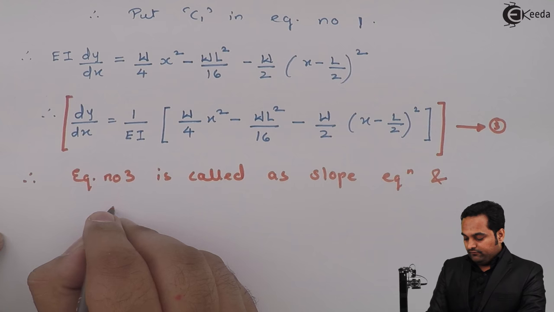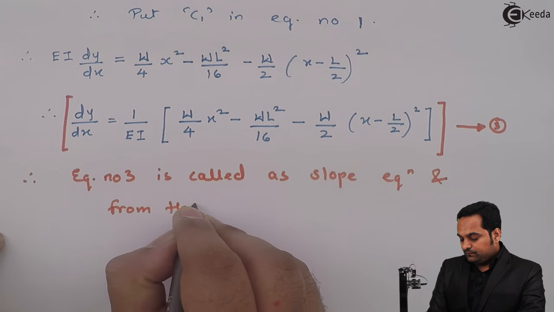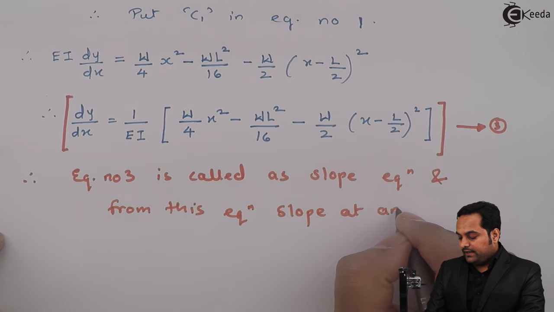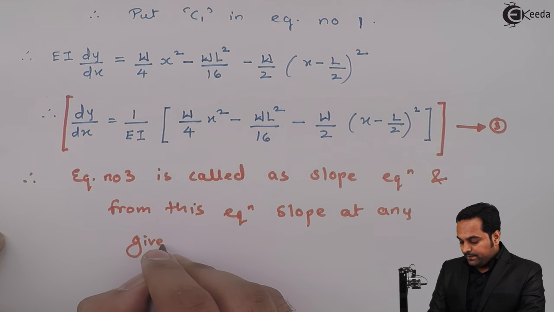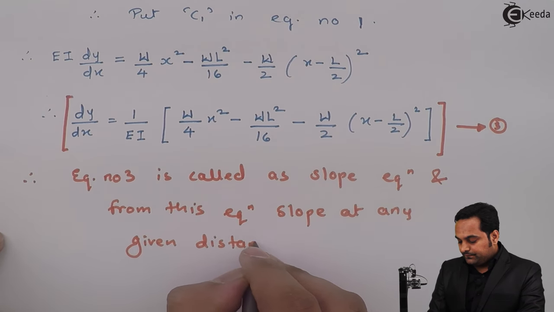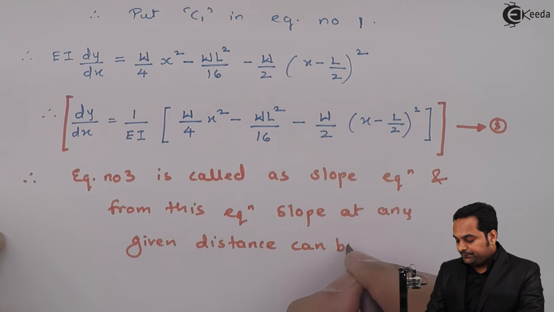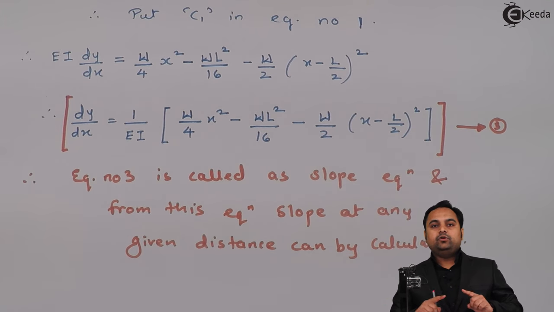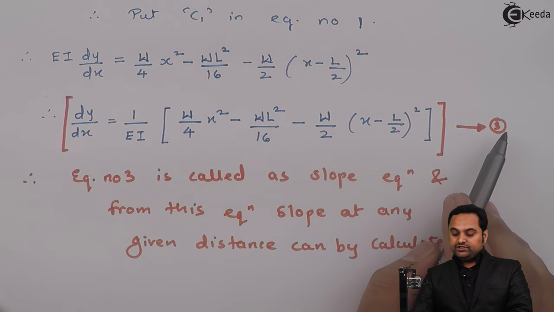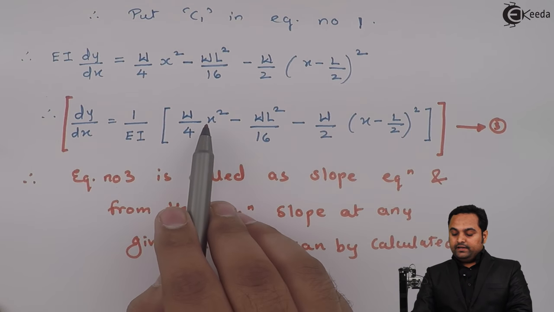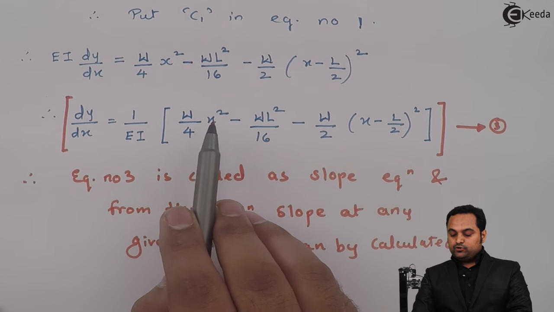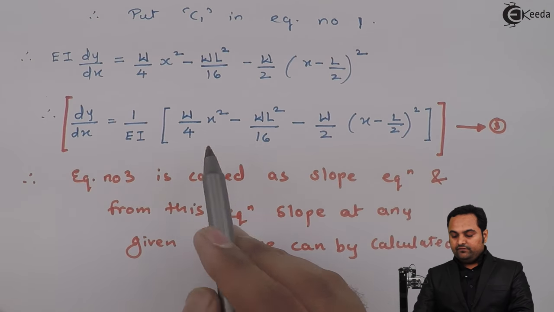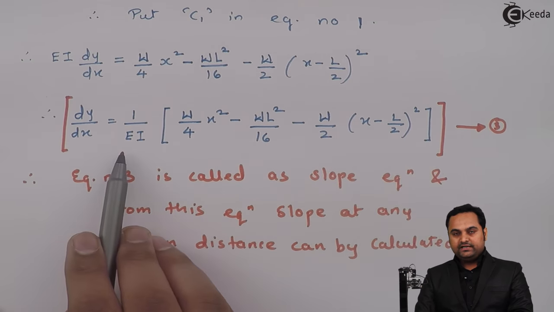and from this equation, slope at any given distance can be calculated. So we can find out slope at any location, because if we see in equation 3, we are having x as the variable. So if we go on putting different values of x, that is different distances, we are going to get the different values of slope, because EI is a constant.